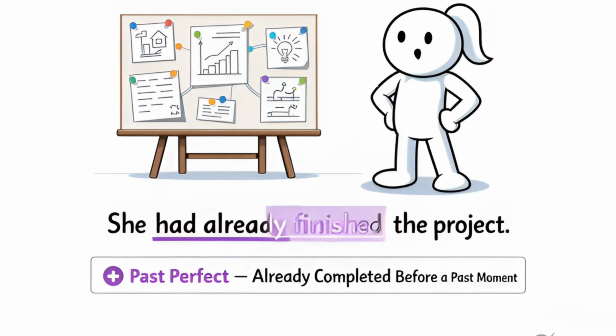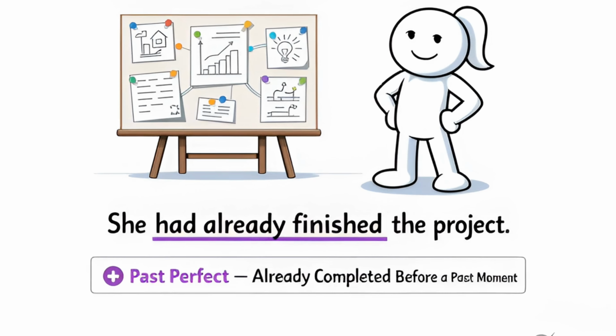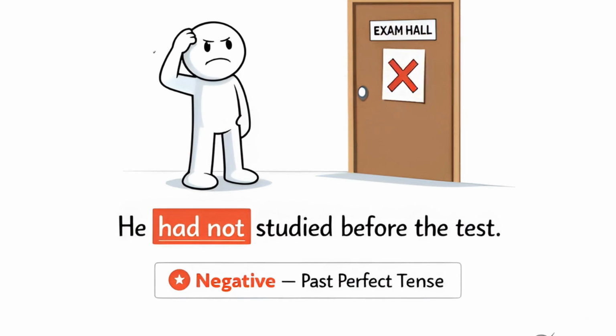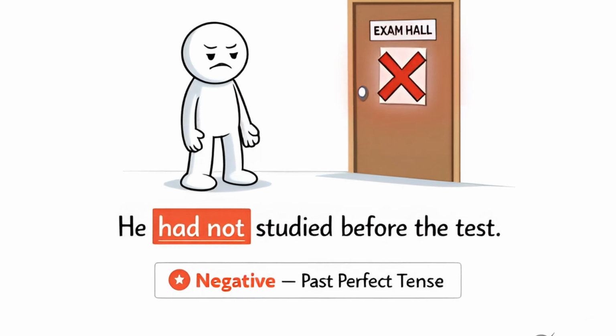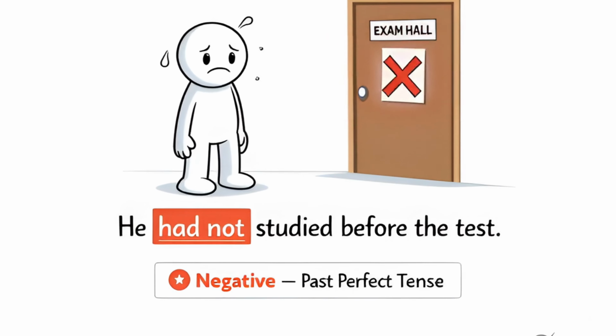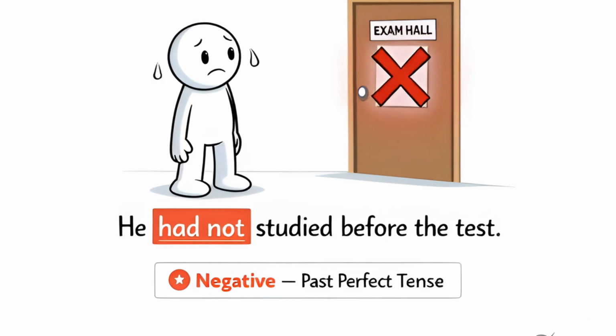She had already finished the project. Had already finished, it was done before a past moment. Already is a very common word used with past perfect. He had not studied before the test. For negatives, add not after had. Had not studied, he skipped studying and now regrets it.